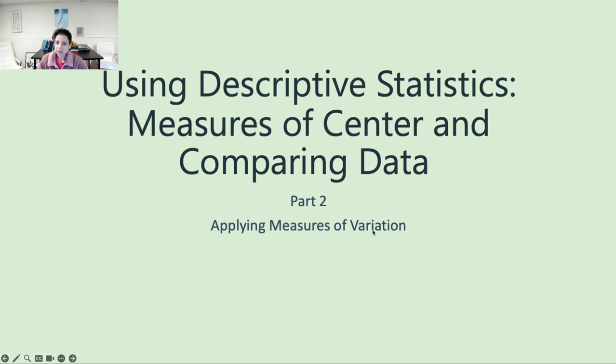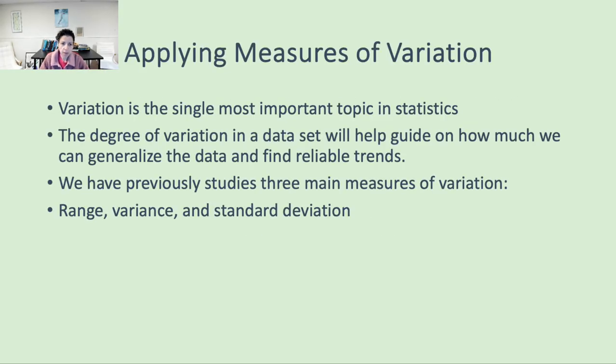So in this video, part 2, we are moving on to applying measures of variation. Variation is the single most important topic in statistics. The degree of variation in a data set is really going to help guide us on how much we can generalize the data and find reliable trends.